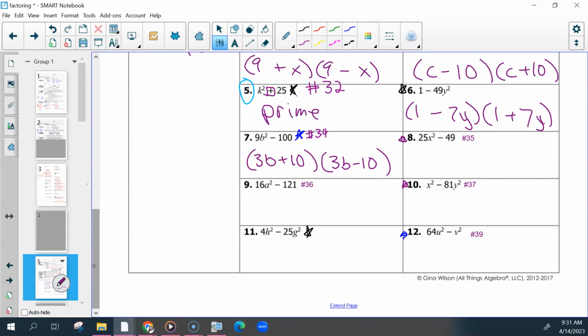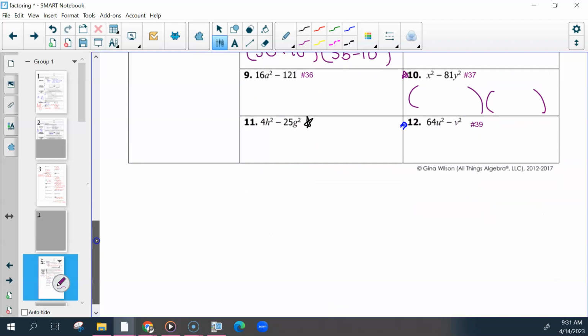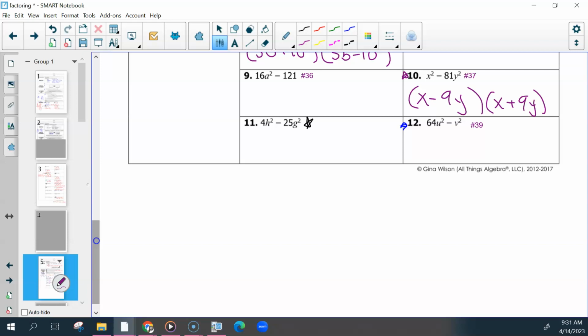Let's try 10. What would your two factors of this be? 6 minus 9. And then the opposite. And 12. What would the two factors of that be? 8. And the opposite. One of those is just easier. There we go. Okay. Question so far? Flip over to the back.